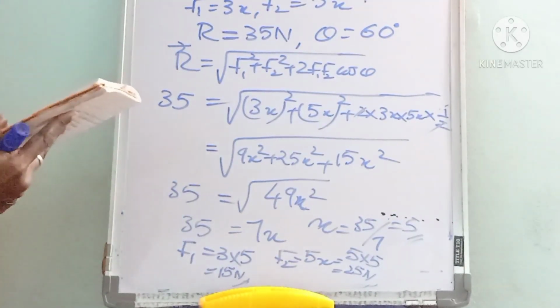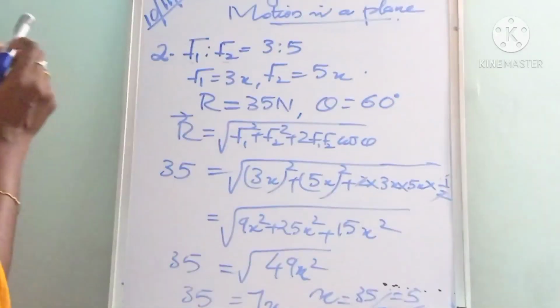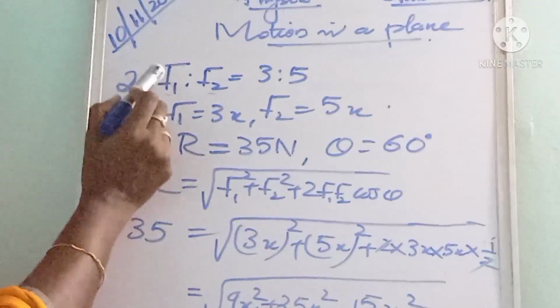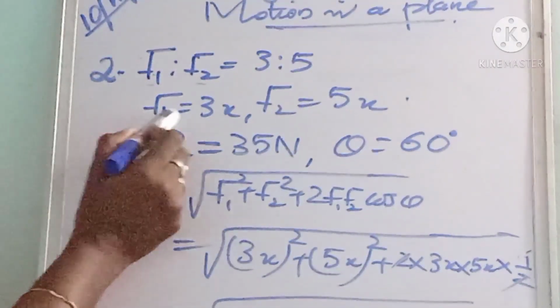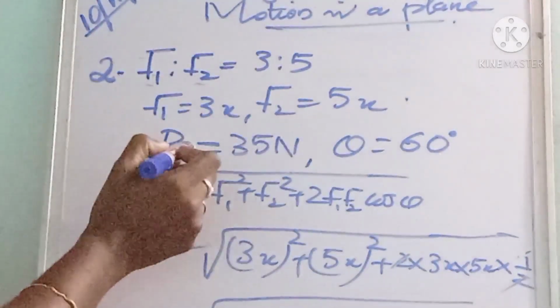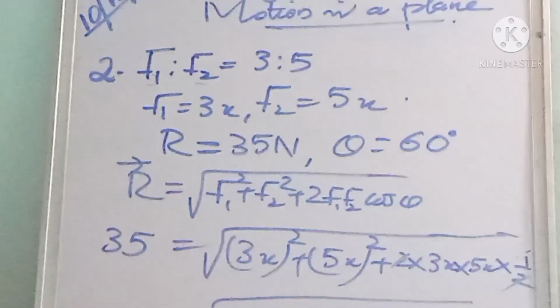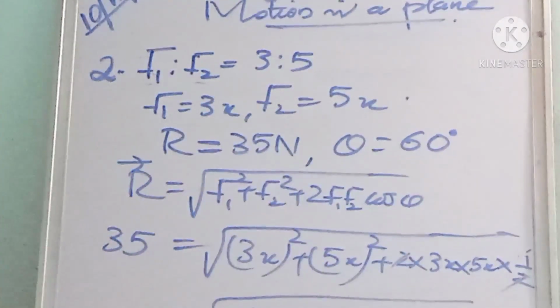Here two forces whose magnitudes are in the ratio are written as F1 and F2. So F1 is to F2 is 3:5. So we can write F1 as 3x and F2 as 5x. The resultant of these forces is given as 35 Newton, and the angle of inclination between F1 and F2 is 60 degree. Here we have to find the magnitudes of F1 and F2.